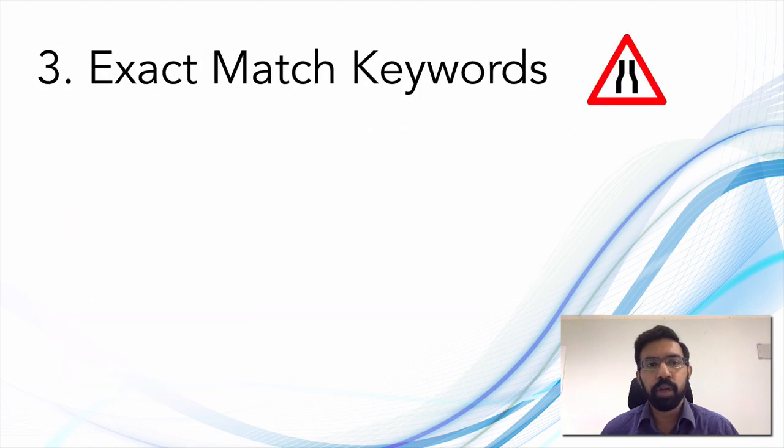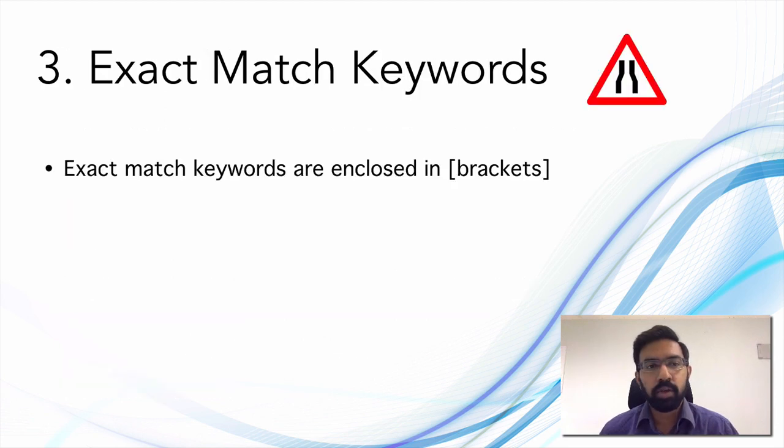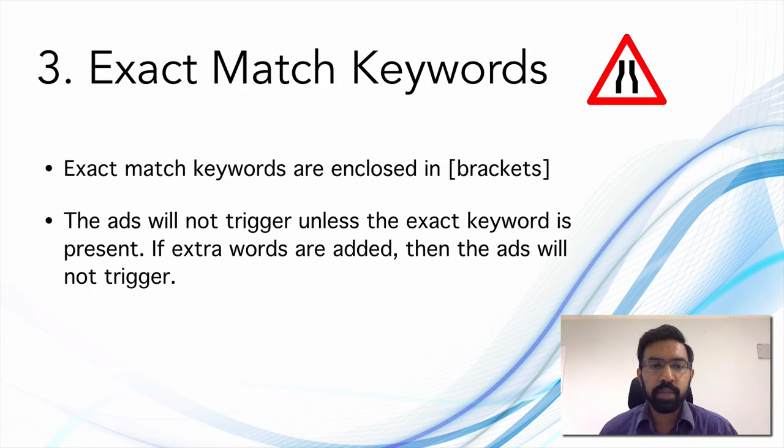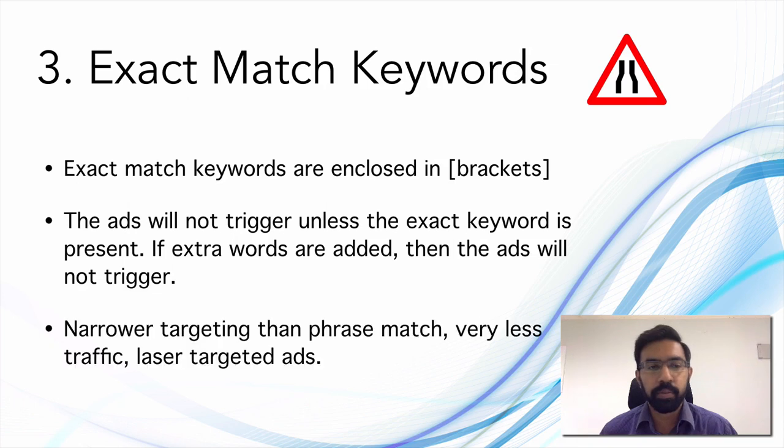The third type of keyword is exact match keywords. Exact match keywords are included in square brackets in your AdWords campaigns. Exact match means that the ads will not trigger unless the exact keyword is present. If extra words are added, then the ads will not trigger. So it gives you a very narrow targeting possibility compared to phrase match, very little traffic, but the conversions will be very high because you are triggering the ad only when people are searching exactly for what you have mentioned.